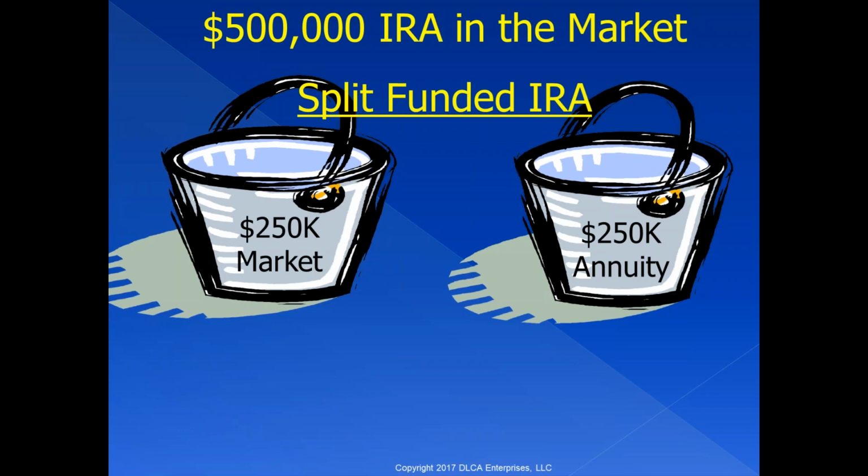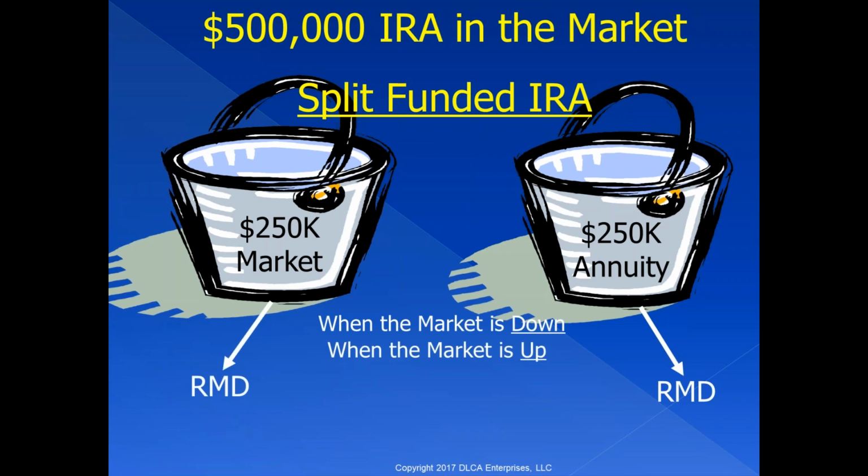Let's say that the market drops. Well, when the market's down, you can aggregate these two and take the RMD out of just one bucket because the annuity value won't go down. So when the market's down, take the RMD to satisfy both accounts out of the annuity. Now let's say we have a great year and the market's way up. Well, do the opposite. Aggregate these two to $500,000, and take the RMD out of the market funds to satisfy both. And guess what we just accomplished? We bought low, we sold high. Folks, they're never going to be forced to sell in a down market.